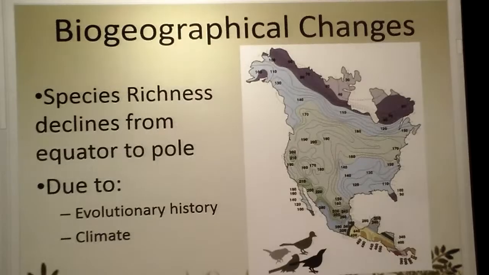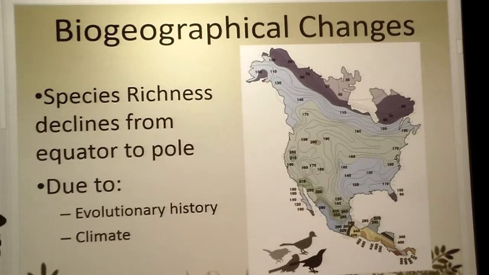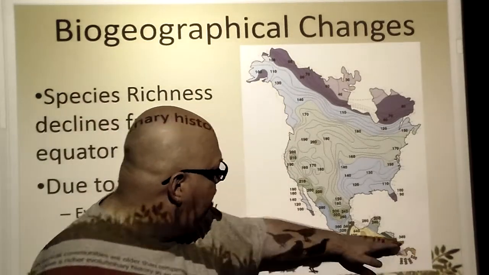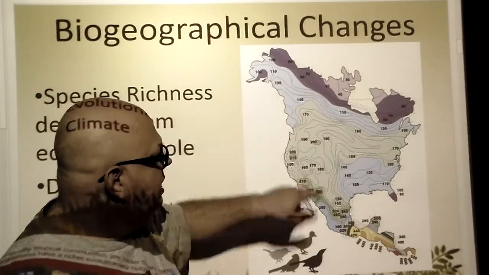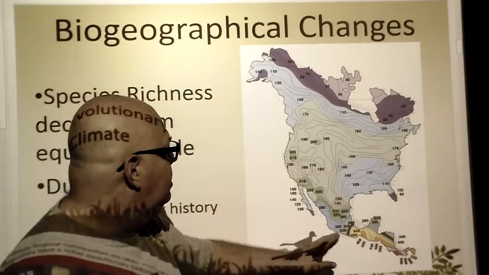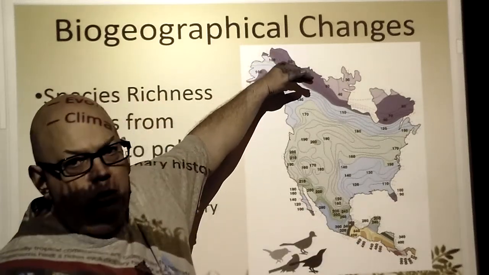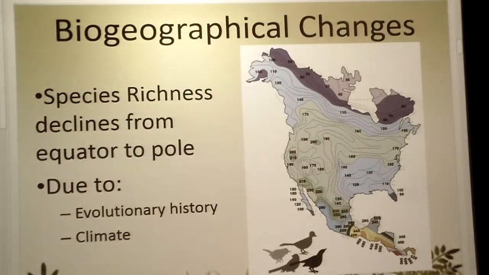What's happening with that? If we look at biogeographical changes, if you're looking at species richness, and you take this down here to be the equator, as you're going up, with some exceptions here and here, the general trend is that the number of species, as you go from the equator toward the polar ends of the planet, is going to decline. But why in the world is that happening? Well, one of them is dealing with the climate.